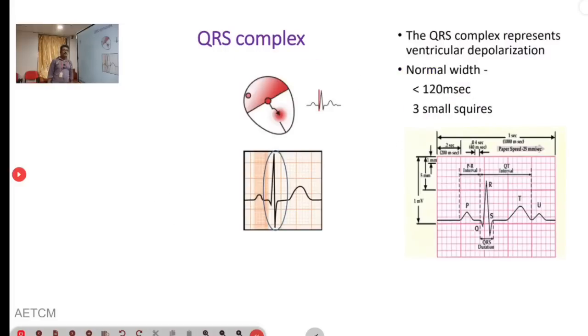Not that important. Now next is the QRS complex. You can see here a small q, then R, S.